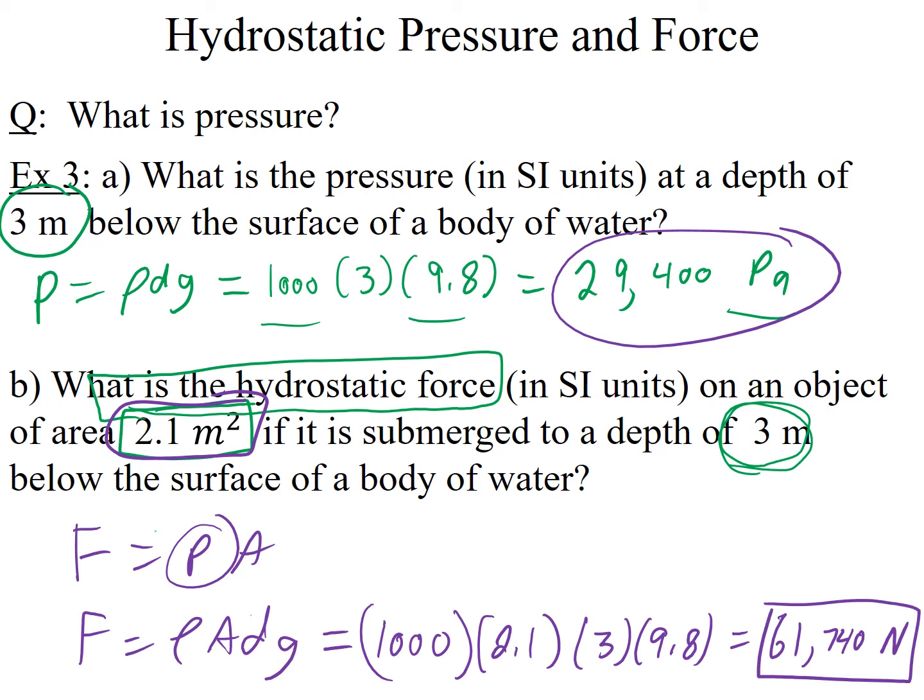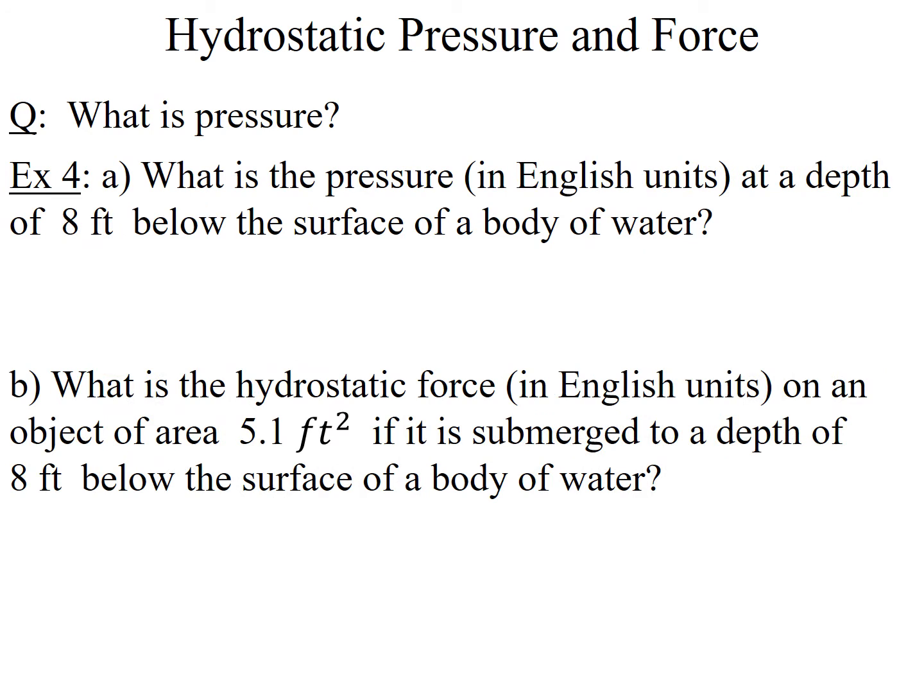That example, parts A and B, was about things in SI units. Let's go ahead and do a problem in English units. Now this says, what is the pressure at a depth of 8 feet below the surface of a body of water? It says 8 feet, that's English units. To find the pressure, it's just delta D. So 62.5 times the 8.